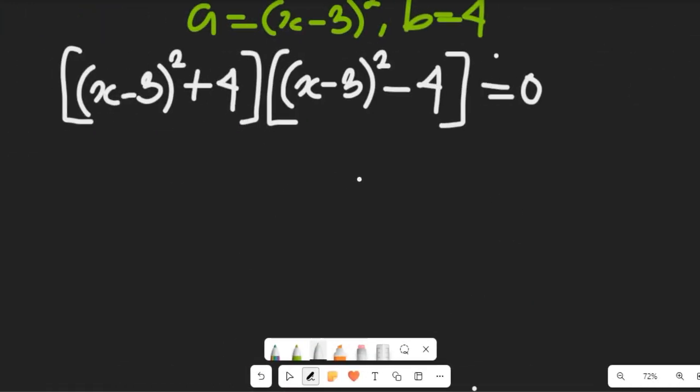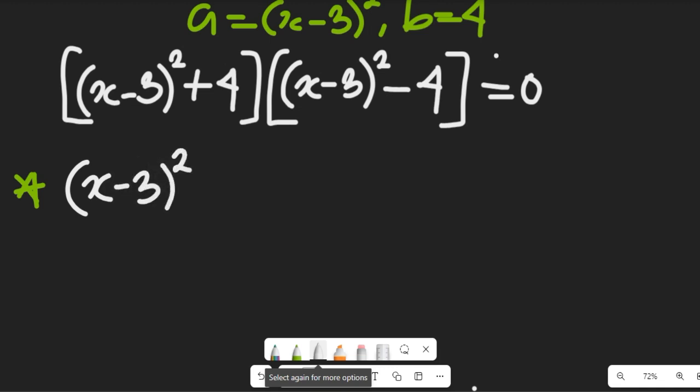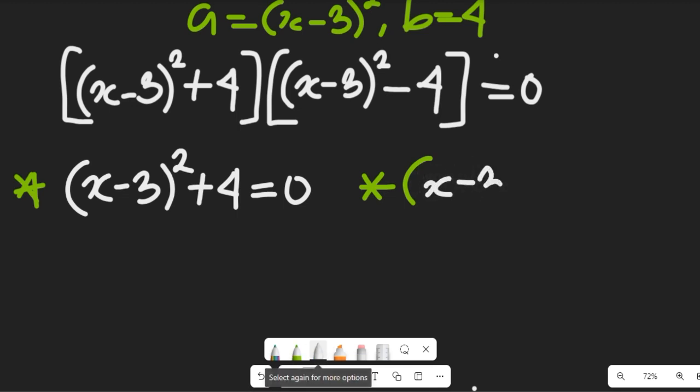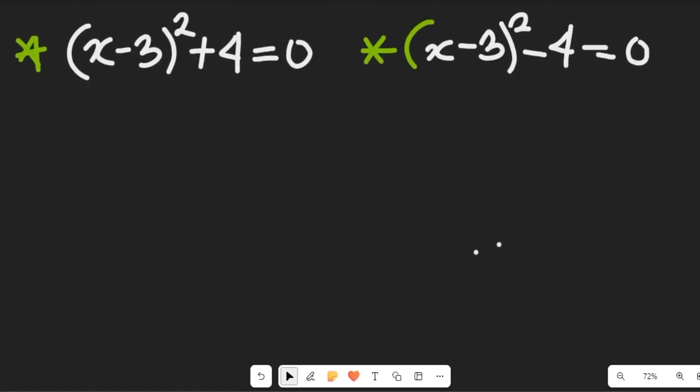So from this expression, you can see that we have what we call the zero product rule. And from this expression, we can separate it. The first expression will give us (x - 3)^2 + 4 = 0. And the second expression gives us (x - 3)^2 - 4 = 0. So we can solve these separately to find the values of x.